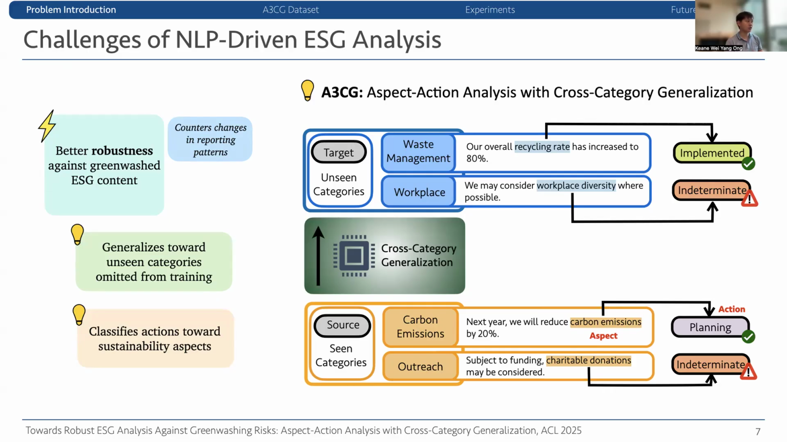it counters changes in reporting patterns when companies try to alter their sustainability reporting to emphasize some of their key sustainability areas, whereas they try to omit or hide some of the areas that they're not performing well in. And the second thing is to clarify genuine initiatives from rhetoric by offering this granular form of analysis as opposed to topic analysis and retrieval augmented generation that we've seen previously, as I discussed.